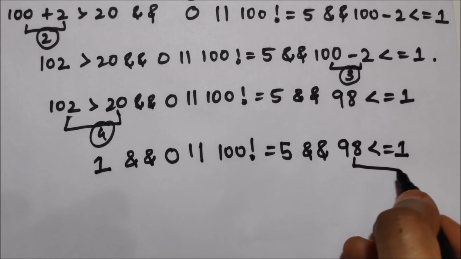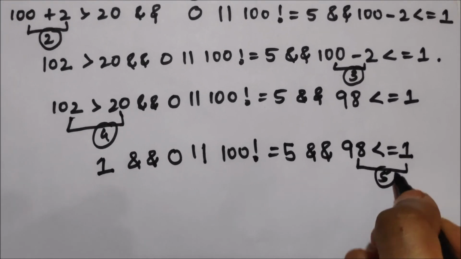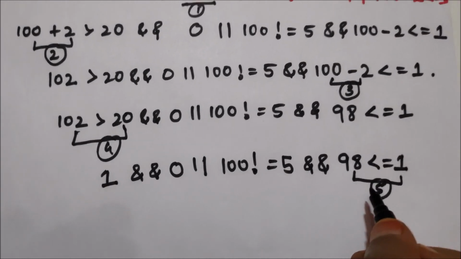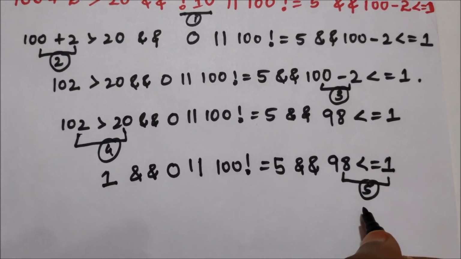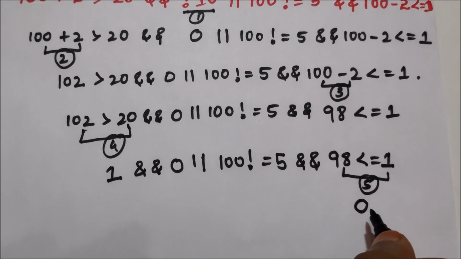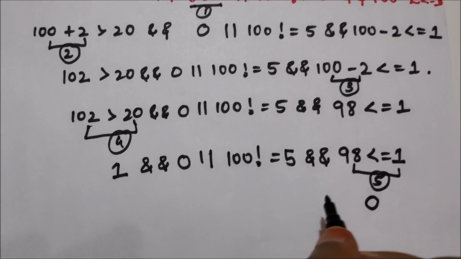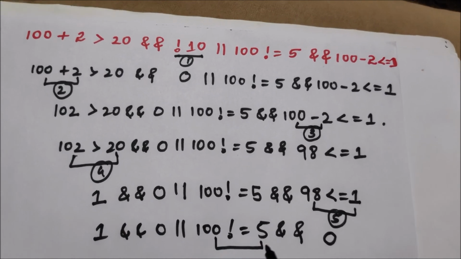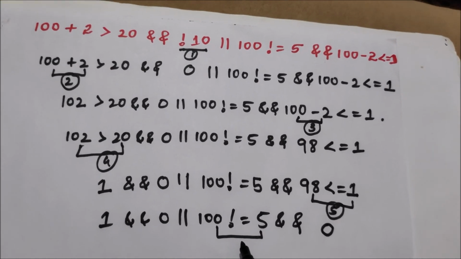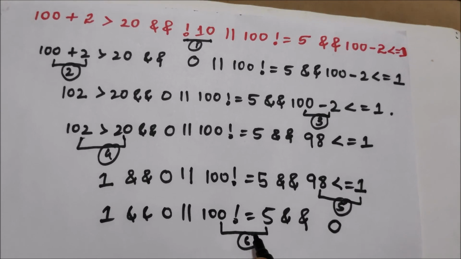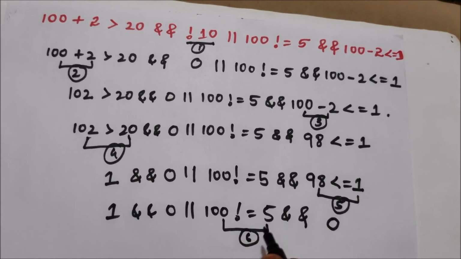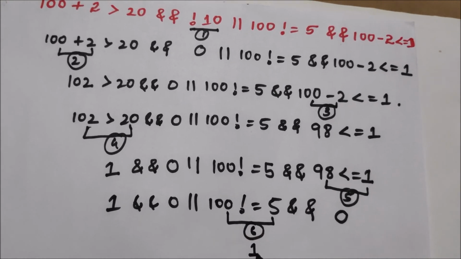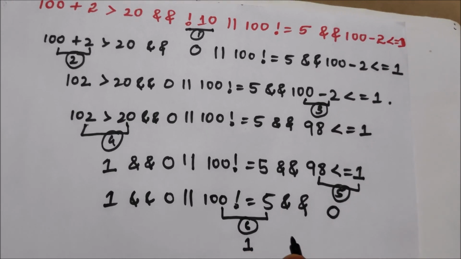We have less than or equal to. So evaluate this. 98 less than or equal to 1. No, it is false. So this will return 0, and the remaining expression is as it is. And lastly we have this not equal to relational operator. So evaluate this. 100 not equal to 5. Yes, the condition is true. 100 is not equal to 5.